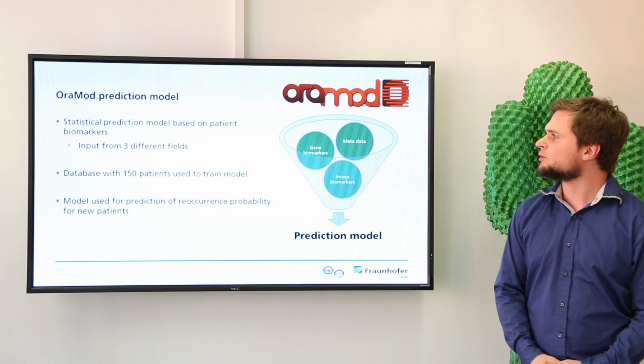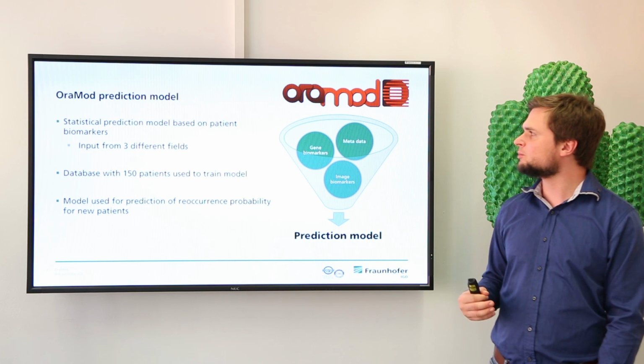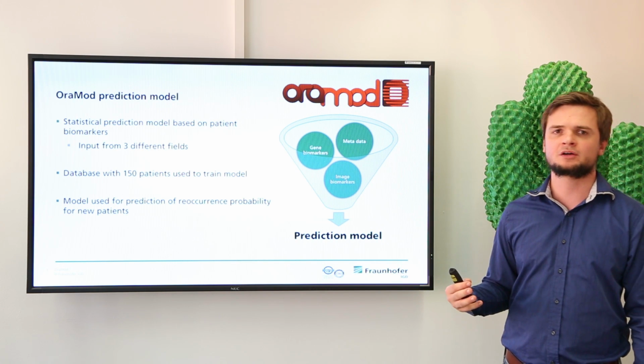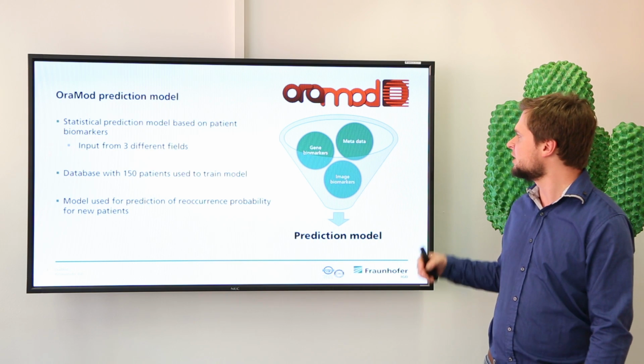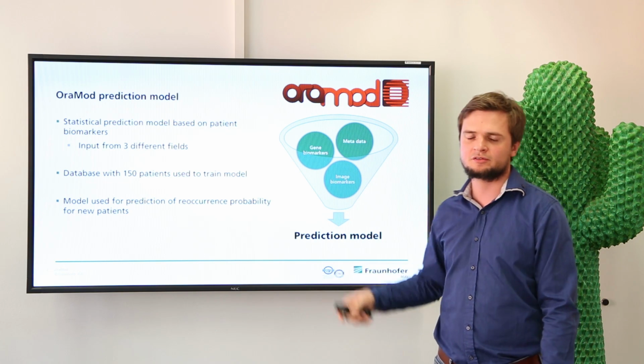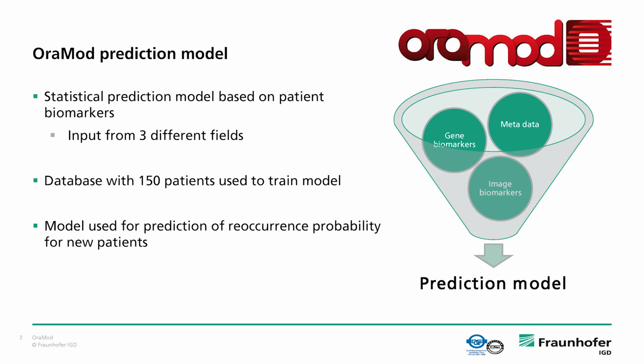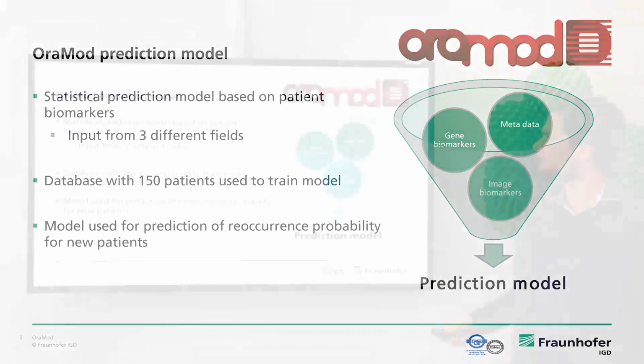The OraMod prediction model is a statistical model based on patient biomarkers. We extract these biomarkers from 3 different fields. First, we have the metadata. This is, for example, the age, the gender, and smoking habits of a patient. We have the gene biomarkers, and we have the image biomarkers, which we all extract from one patient dataset.